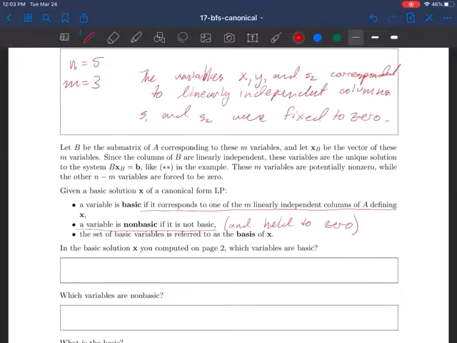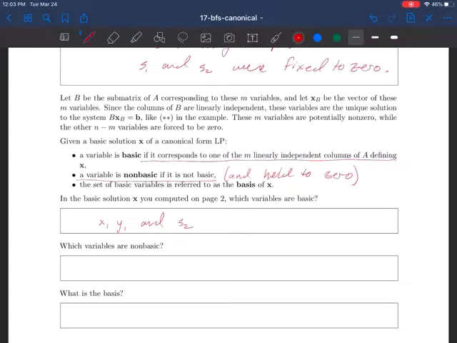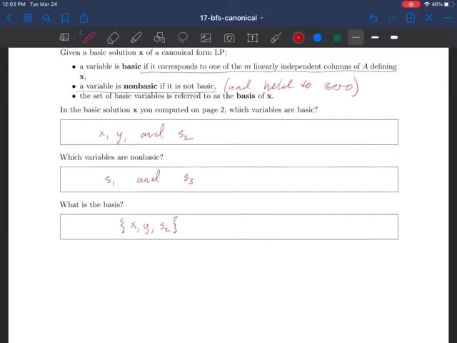Anyway, in the basic solution x you computed on page 2, the variables that are basic are x, y, and s2. And the variables that are non-basic are going to be s1 and s3. And the basis, which is the set of basic variables, is just the set x, y, and s2.